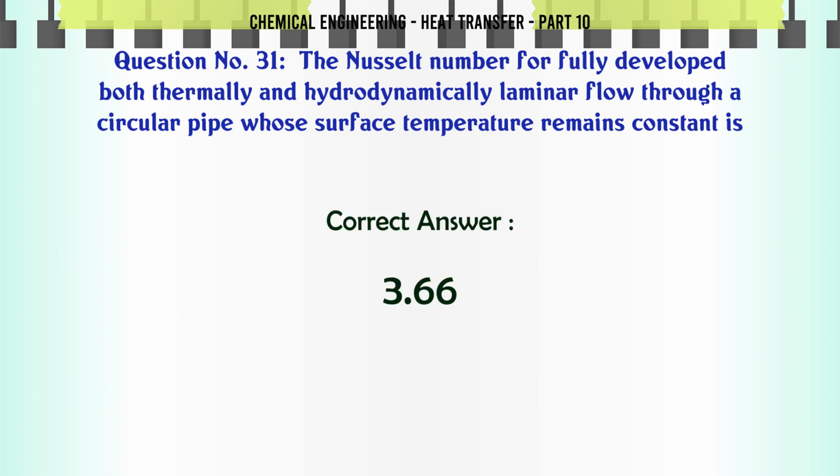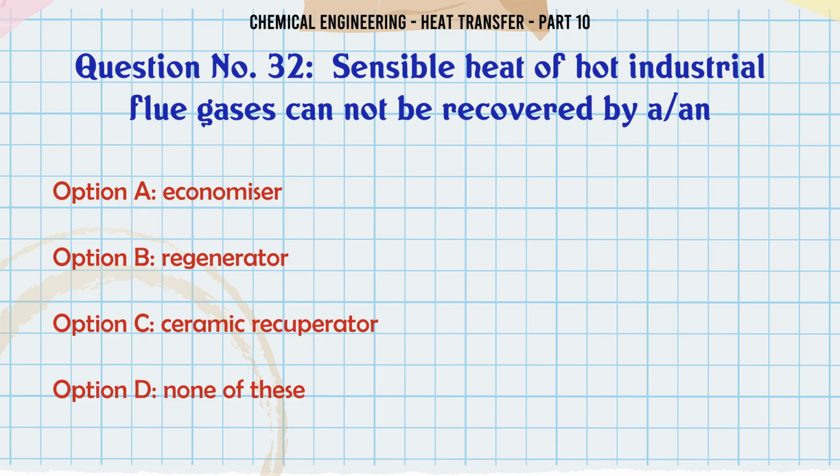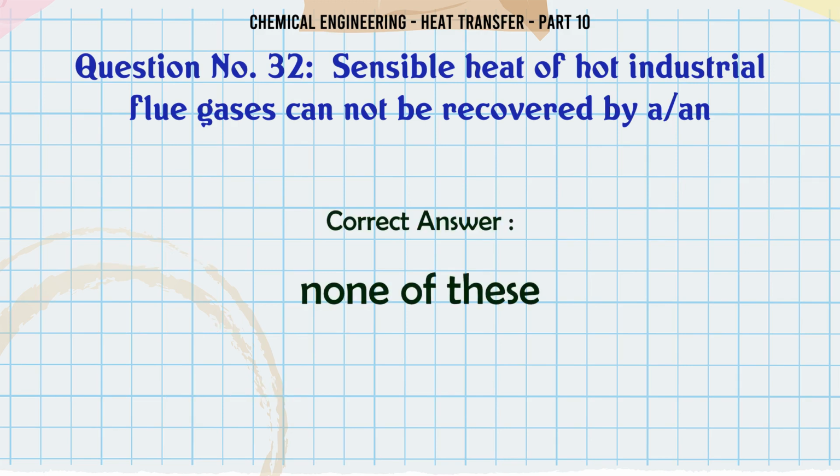The correct answer is 3.66. Sensible heat of hot industrial flue gases cannot be recovered by: A. Economizer, B. Regenerator, C. Ceramic recuperator, D. None of these. The correct answer is none of these.